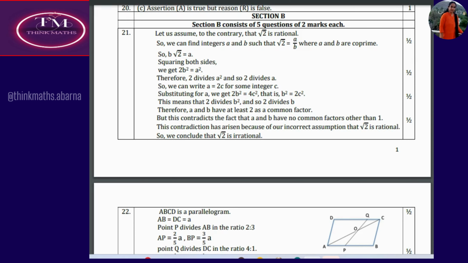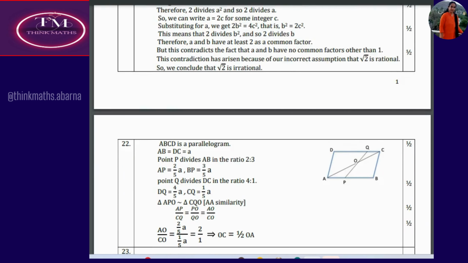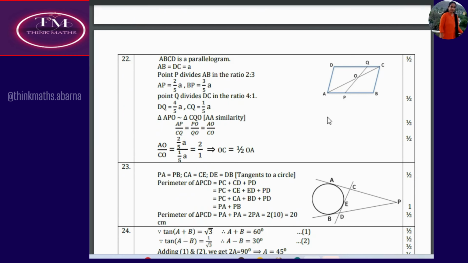Now you go to section B, 22nd question. Just look into this. For this question, the marking scheme is as follows. If you write those steps, you will get the marks according to the steps written. For these 3 steps, you will be getting half marks. If you write these ratios, you will be getting half marks. If you write the similarity and write the sides are proportional, you will be getting half marks. And if you prove the relation OC is equal to half of OA, you will be getting half marks.